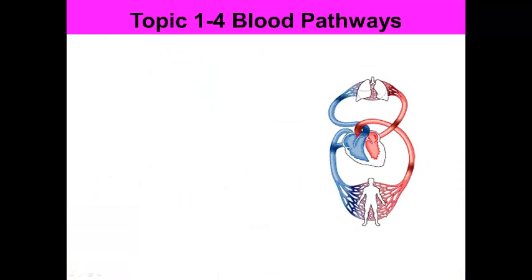So here is an animation of the blood moving through your body. The deoxygenated blood goes through the atria to the ventricle, out the pulmonary artery, into the lungs, back through the pulmonary veins, into the left atria, left ventricle, and then out the aorta to the rest of the body.